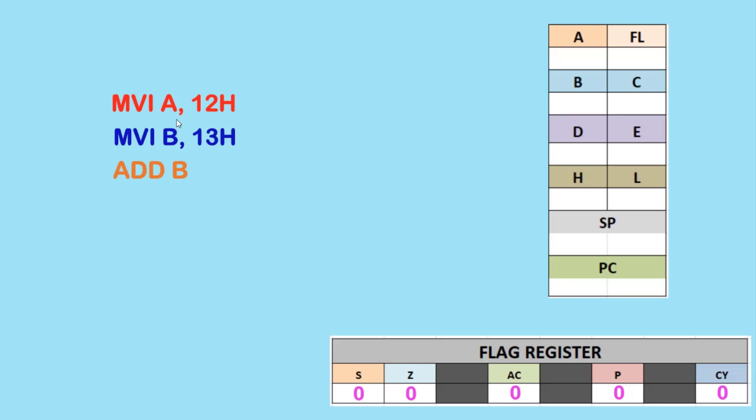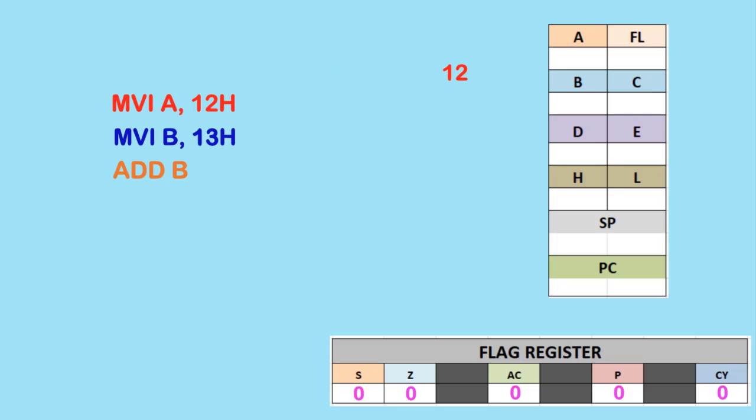Three instructions are there: MVI A, 12H; MVI B, 13H; and ADD B. With MVI A, as we know, 12H will be stored in A. With MVI B, 13H will be stored in B. And what does the ADD B instruction do? ADD B is a 1 byte instruction. It adds the contents of A with B and stores the result in A. So let us run this particular program. With MVI A, we see that this 12 gets stored in register A.